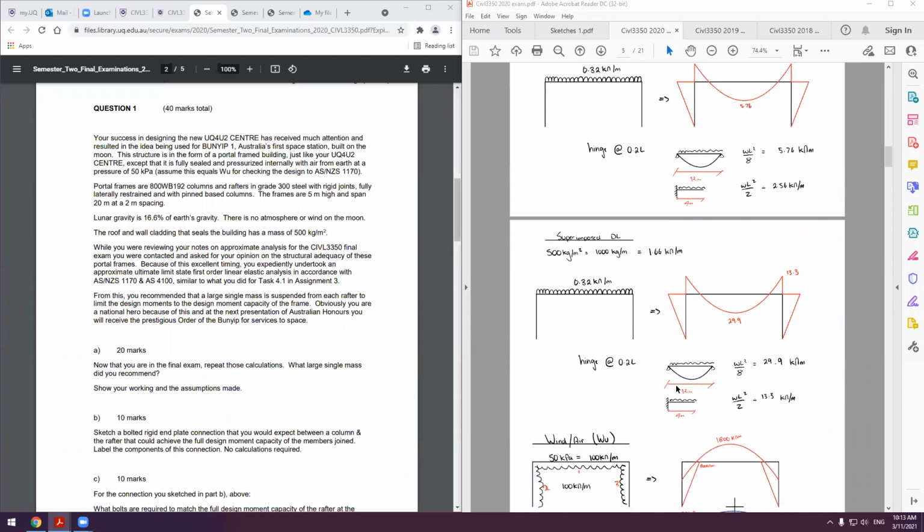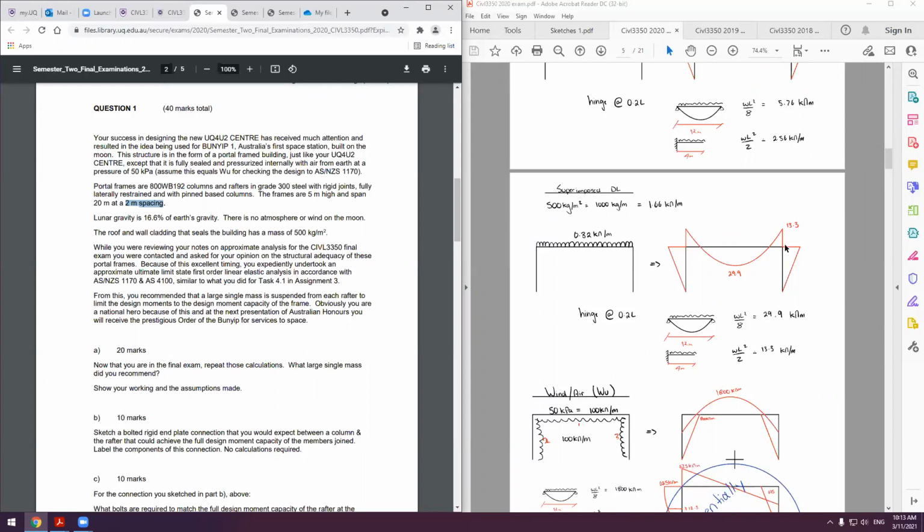I then go through and have a look at my superimposed dead load. So he says there's a 500 kilograms per meter squared load from the cladding and the mass. So you need to look at that per unit width. We've got a 2 meter loaded width as 2 meter spacings. So that's 100 kilograms per meter, approximately 1.66 kilonewtons per meter. That's accounting for the fact that we're dealing with lunar gravity, not Earth gravity. Therefore, go through again and find your loading.